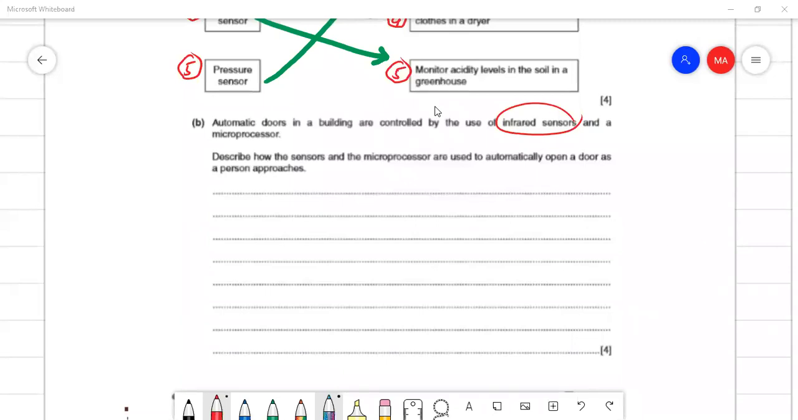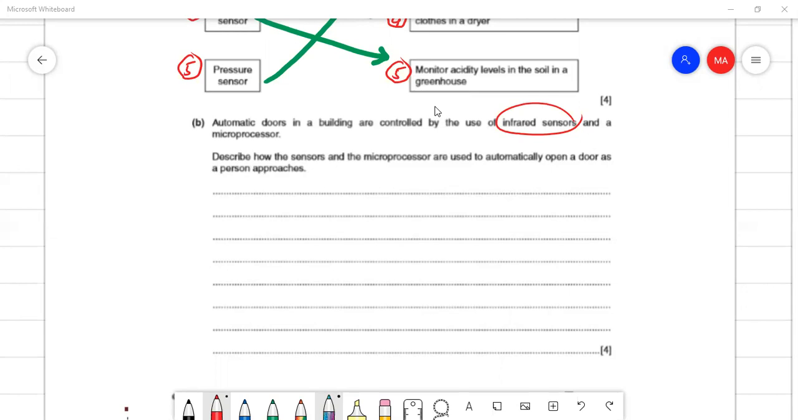So automatic doors in the building are controlled by the use of infrared sensors. Controlling is not the responsibility of a sensor. We already know that we cannot control the system using a sensor. A sensor just sends a signal to a microprocessor. So here, the infrared sensor detects the moving object.